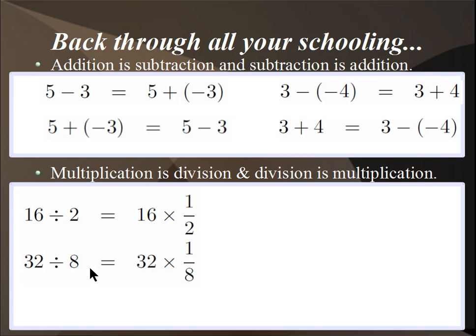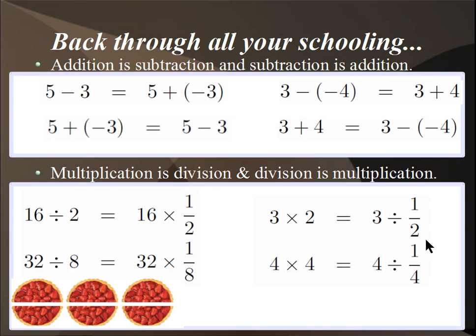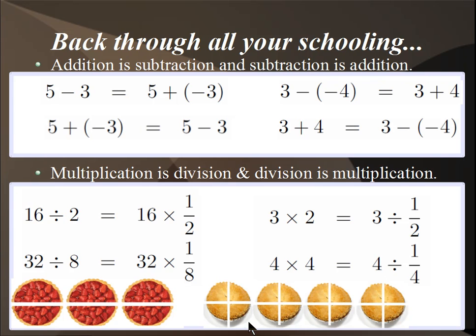Now, multiplication and division work exactly the same way. For example, 16 divided by 2 can be written as half of 16 or 16 times a half. 32 divided by 8 can be written as 32 times an eighth or 1/8 of 32. So it's not too hard to go from division to multiplication. Students have a harder time going multiplication to division, but it works. There's your picture. 3 divided by half, there are 6 of them. It's equivalent. 4 divided by a fourth, there are 16 of them. It's equivalent.